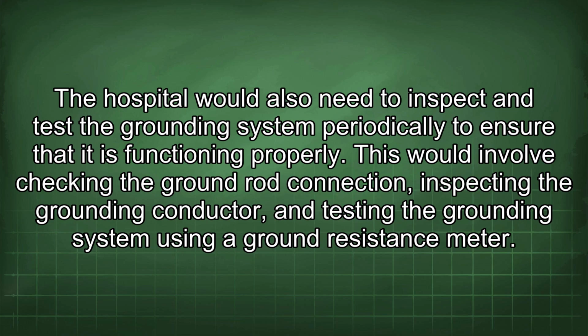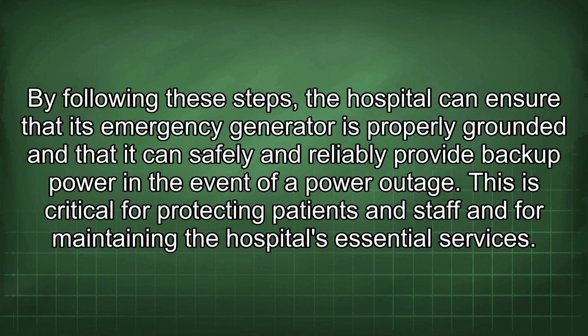The hospital would also need to inspect and test the grounding system periodically to ensure that it is functioning properly. This would involve checking the ground rod connection, inspecting the grounding conductor, and testing the grounding system using a ground resistance meter. By following these steps, the hospital can ensure that its emergency generator is properly grounded and that it can safely and reliably provide backup power in the event of a power outage. This is critical for protecting patients and staff and for maintaining the hospital's essential services.